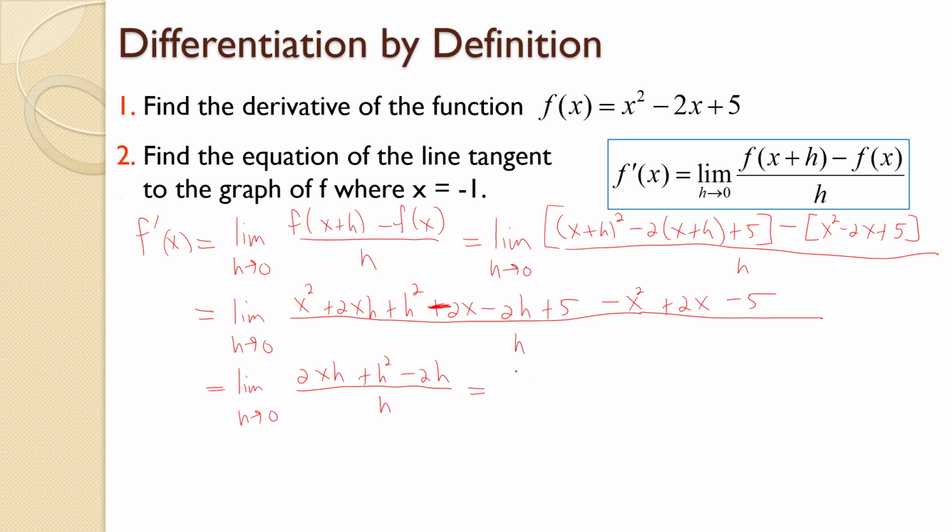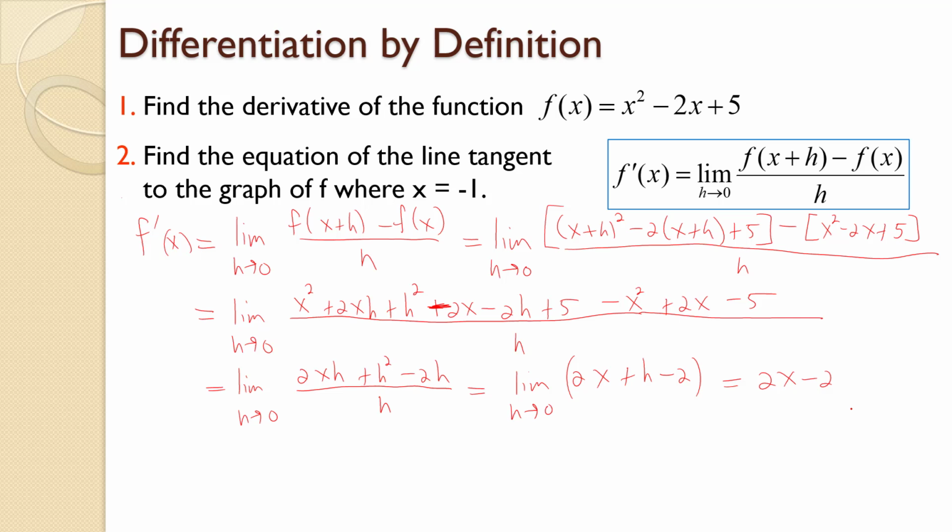Notice though that since the limit is as h approaches 0, h isn't 0, and I can cancel those h's. So that would give me then 2x plus h minus 2, and I'm taking the limit of that expression. Remember, x is a constant. So that's actually a linear function in h. So that being a continuous function, I can find the answer by just plugging in 0 to get 2x minus 2. And that's it. That's the derivative.